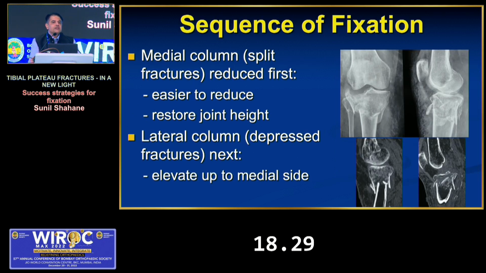The sequence of fixation depends obviously on the fracture pattern that you're dealing with, but as a general rule, start with the medial side, because it is hard bone, you have a split fracture with minimum comminution and it's easier to reduce. Also, once you've reduced that, you restore the joint height, which can then serve as a reference for how much to elevate the depressed lateral column fractures.